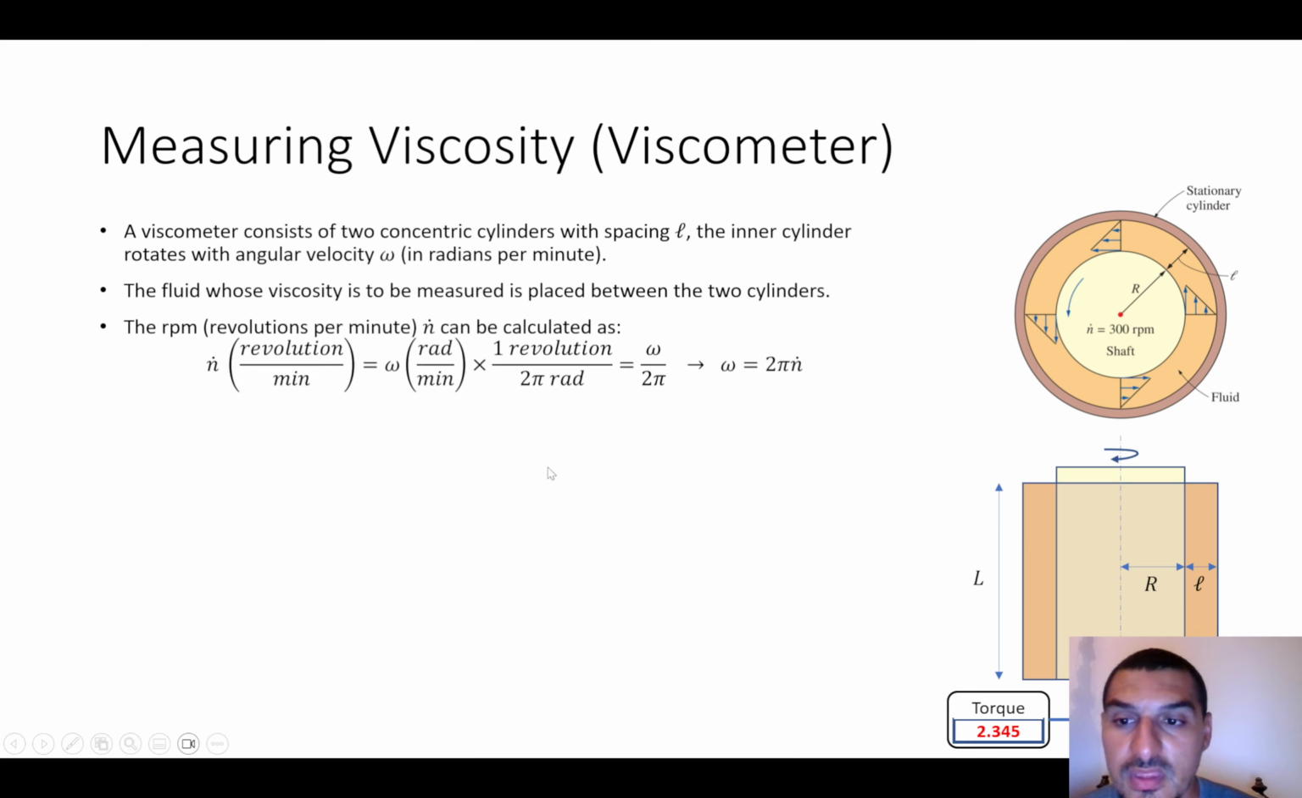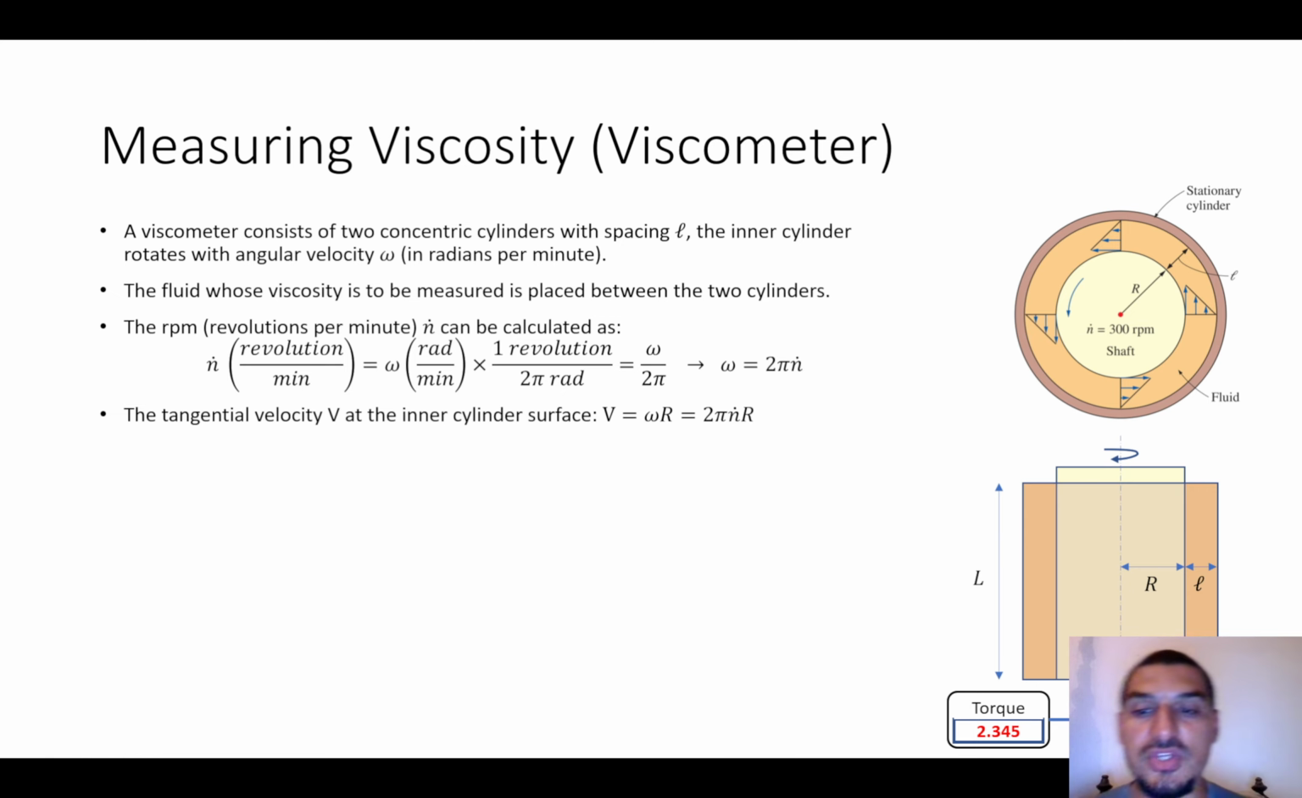So the n, which is revolutions per minute, is how many revolutions the cylinder is rotating per minute. It's equal to the angular velocity, which is how many radians per minute, multiplied by 1 over 2 pi. One revolution is equivalent to 2 pi radians. So it's omega over 2 pi. So this n, how many revolutions per minute, can be expressed as omega over 2 pi, or omega can be calculated as 2 pi times n, where n is the rotations per minute.